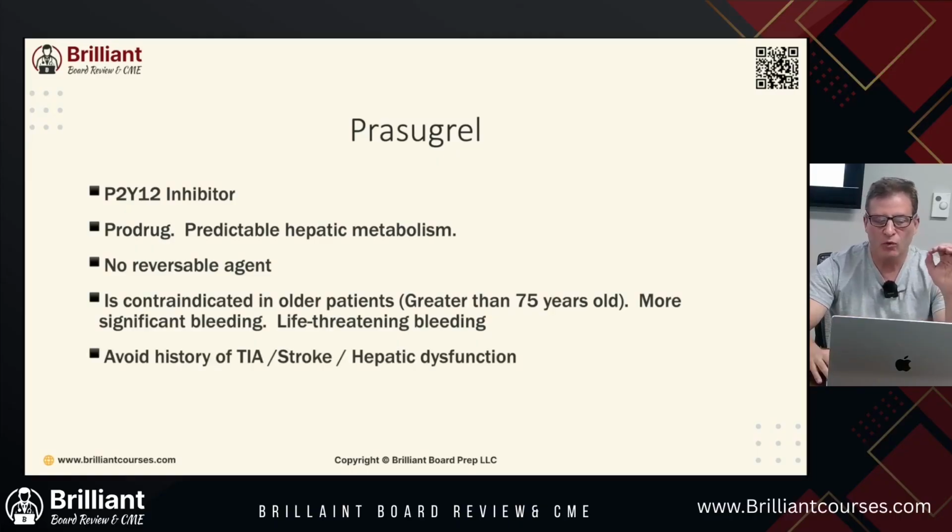And you want to avoid in history, so remember we were giving clopidogrel to people who had strokes and they had TIAs. You want to avoid in these patients that have a history of TIA, strokes, and hepatic dysfunction. So it kind of limits a lot of our patients. So anybody over the age of 75, we can't give this to. And if they had a TIA or stroke, we can't really give this to them. And if they have any hepatic problems, we really can't give it to. So this drug came out with a lot of, we thought this was going to be the answer, and it really didn't work as well as we wanted to and had a lot of side effects.